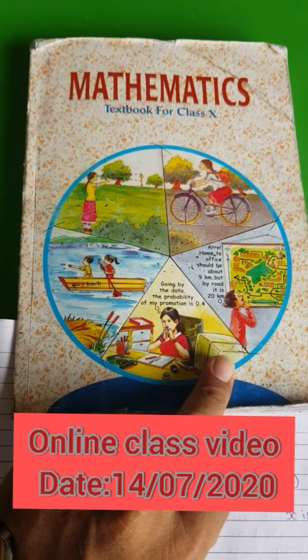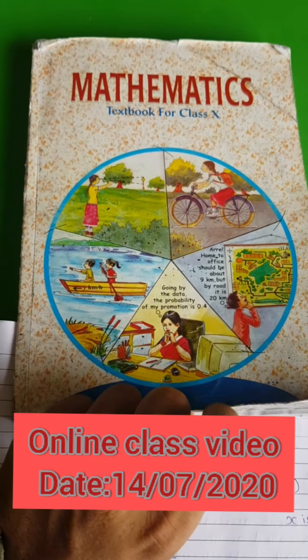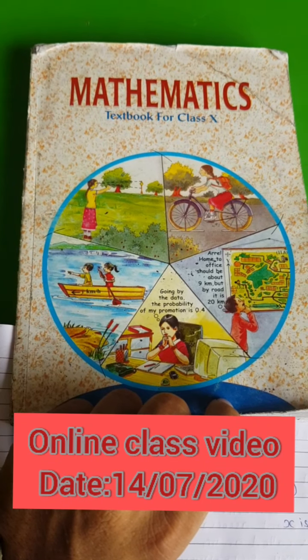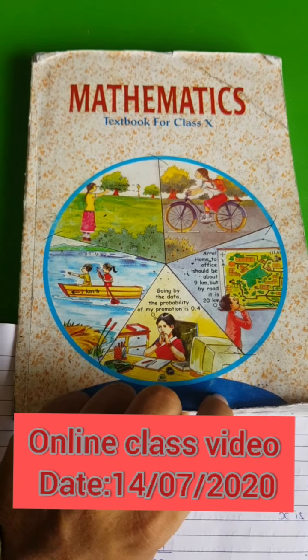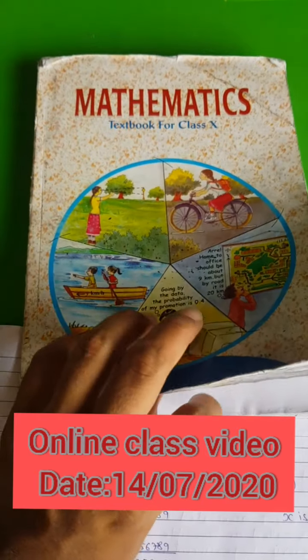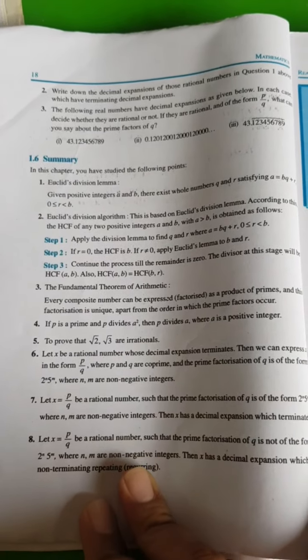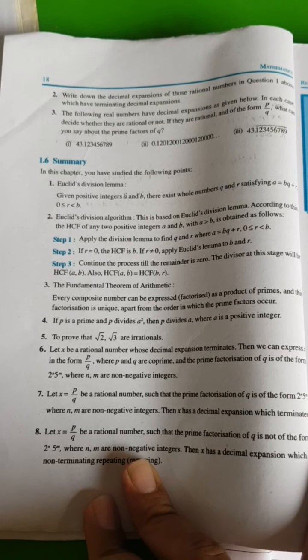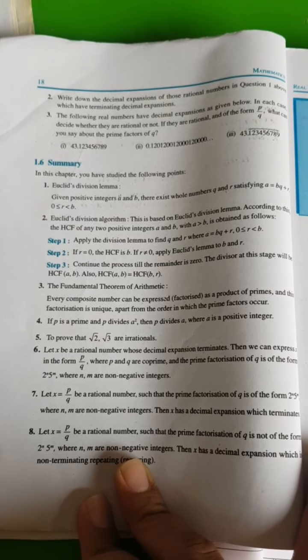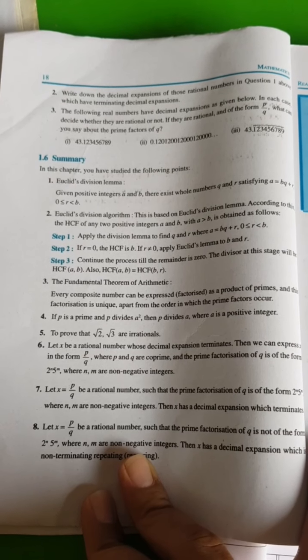Good morning, students. As you know, we are on the last question of chapter number one, exercise 4, question number three. So we'll first finish up exercise 4, question number three. Now, as you can see here, the third question: the following real numbers have decimal expansions as given below. In each case, decide whether they are rational or not.